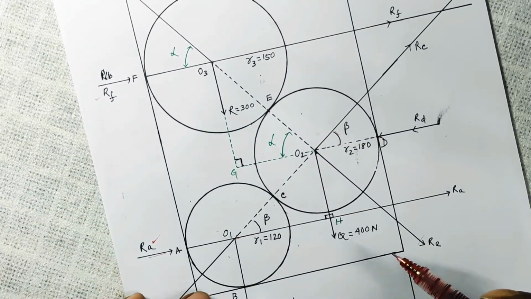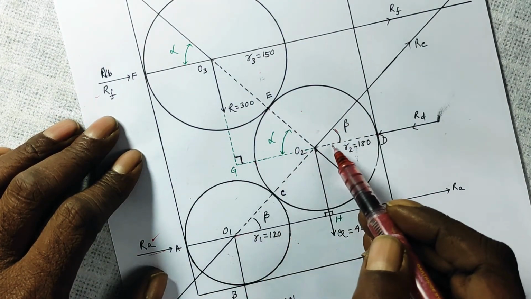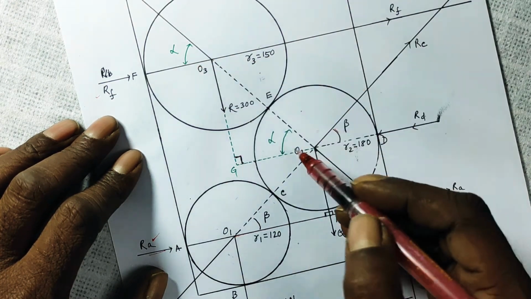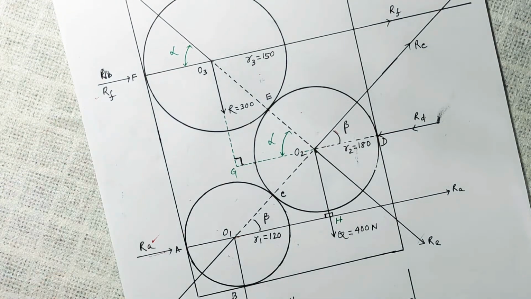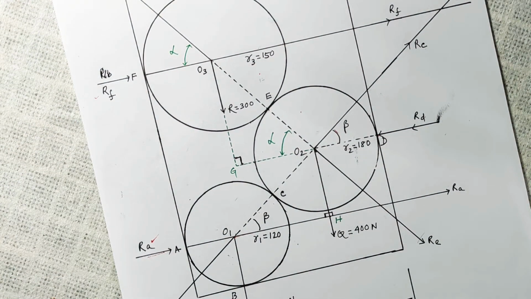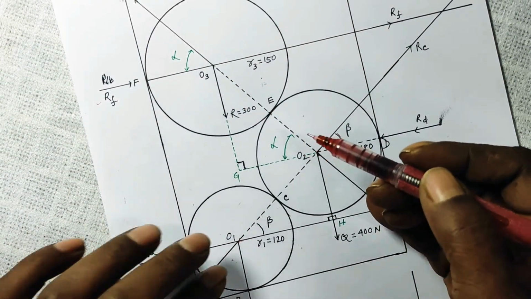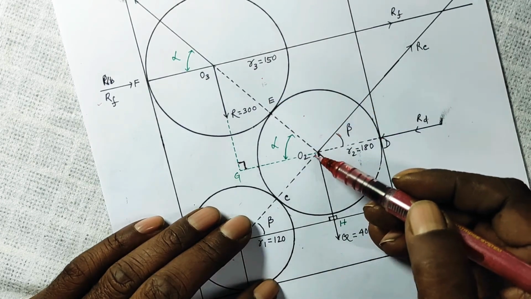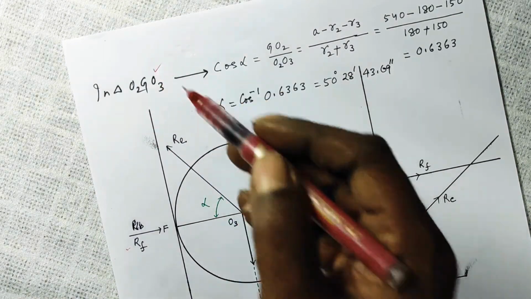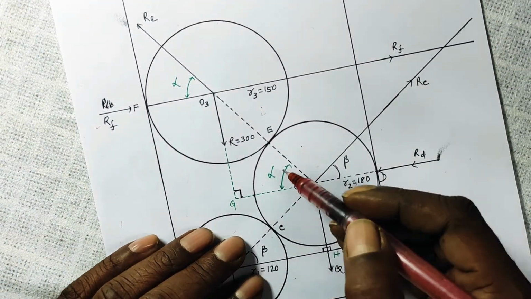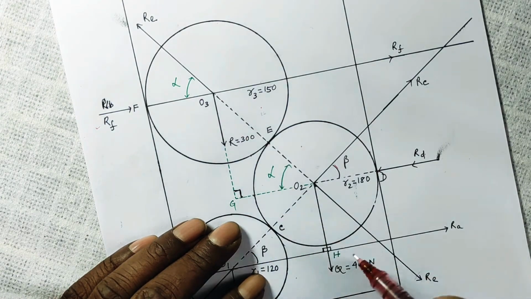Similarly, here, this line is parallel to this line. And if this angle is alpha, then this will also be alpha, right? Corresponding angles. Now, let us find out the value of alpha and beta first. Now, if you look at this triangle, the triangle O2GO3, in triangle O2GO3, cos of alpha will be O2G over O2O3.